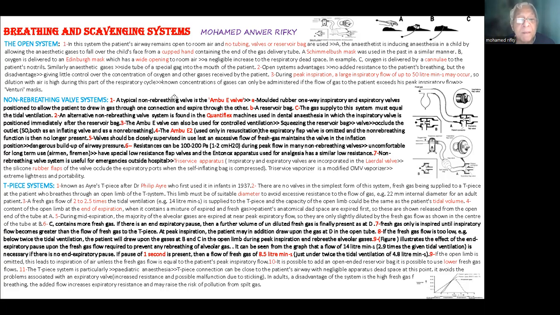The T system, which is known as the Ayre T-piece, was invented by Dr. Philip Ayre in 1937. It has no valve, and it is a simple method where the fresh gas flow supplied ought to be twice to two and a half times the normal minute ventilation to minimize rebreathing. And the diameter of the tubing ought to be not less than 22 millimeters.